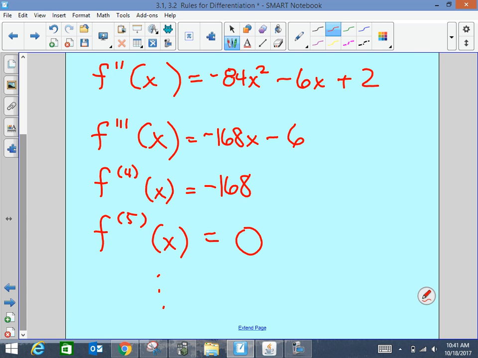And the 7th. So all the rest of them are going to be 0 because they're all going to be constants. The derivative of a constant is 0. Okay, so that's why I didn't list any more.